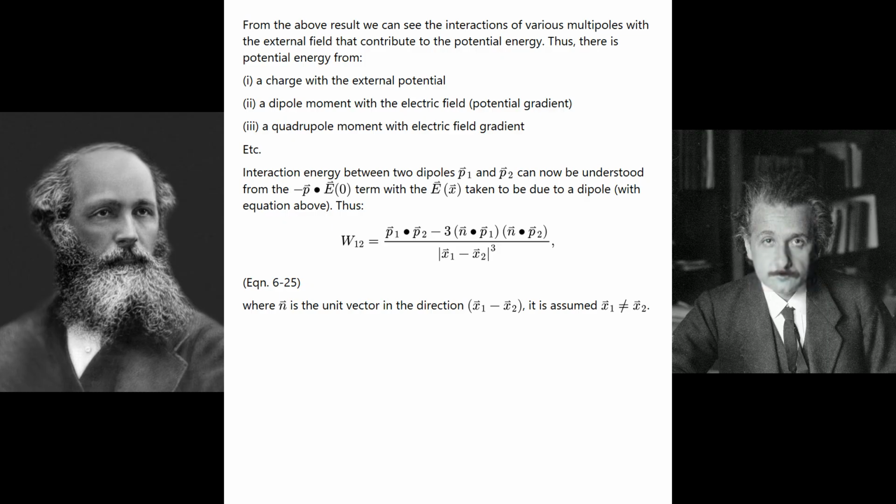The interaction energy between two dipoles p_1 and p_2 can now be understood from the negative p dot E(0) term, with E(x) taken to be due to a dipole, with the equation above. Thus, equation 6-25, where n is the unit vector in the direction x_1 minus x_2. It is assumed x_1 is not equal to x_2.